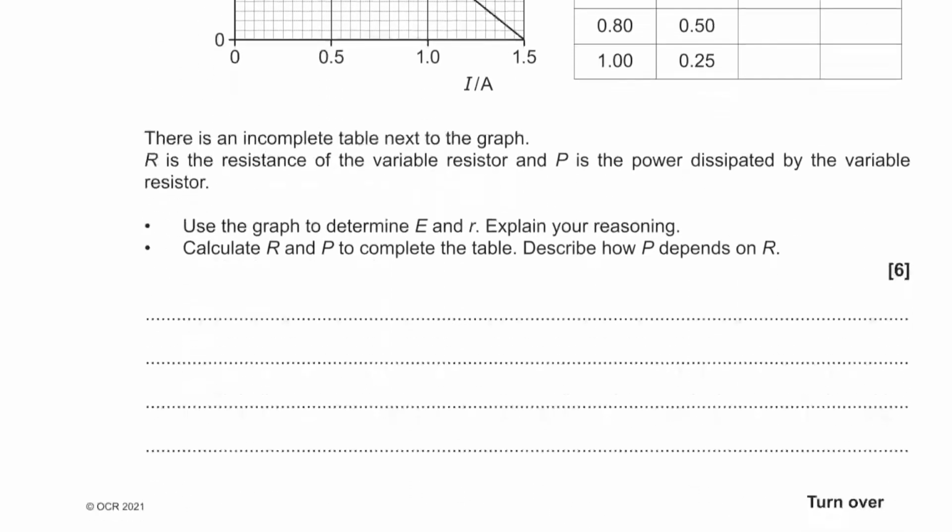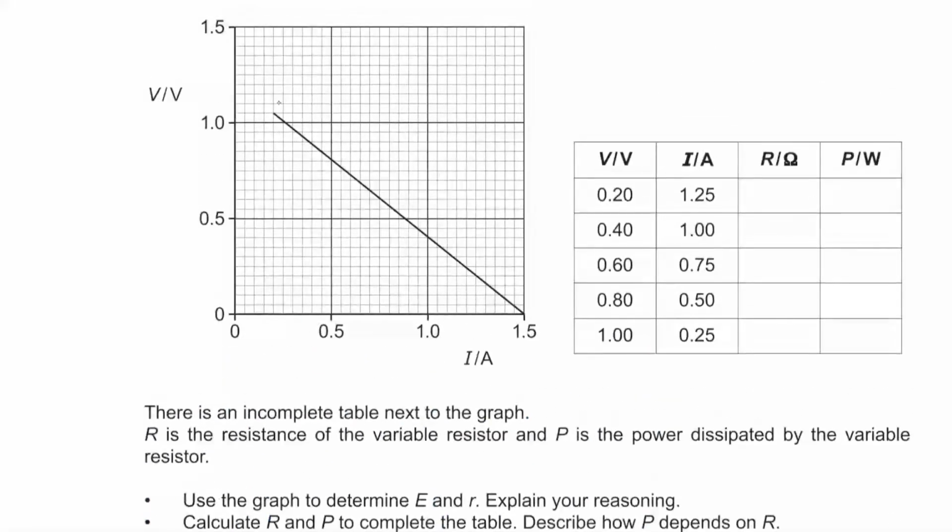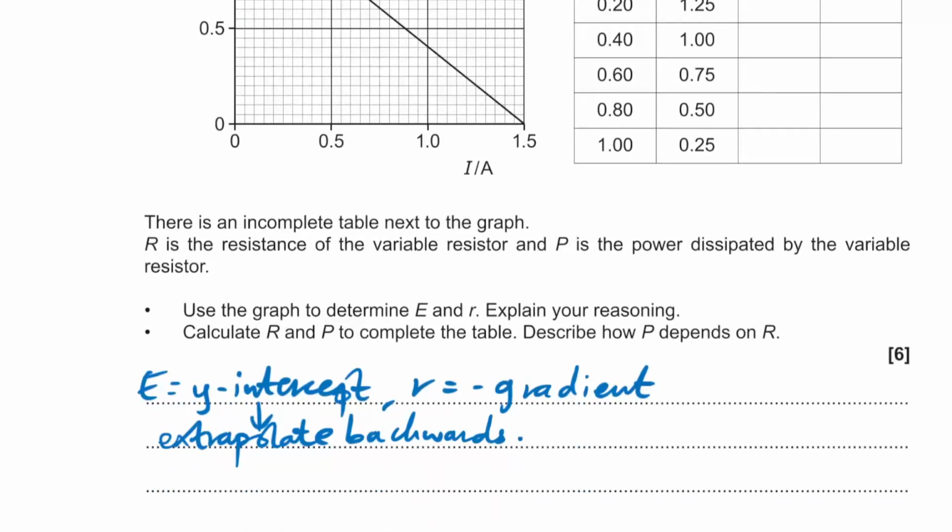So E is the y-intercept. R equals minus the gradient. So what we should do really is extrapolate this with a ruler. Going back here. Fine. You should end up with an EMF of about 1.2 volts, and a gradient of about 0.8 ohms.